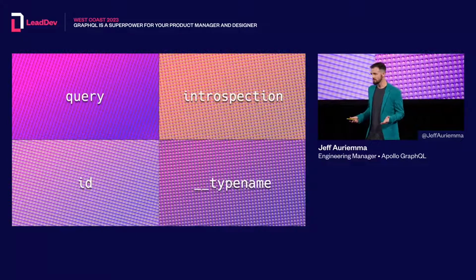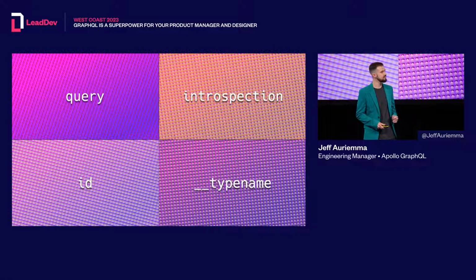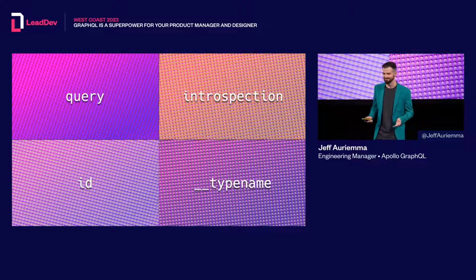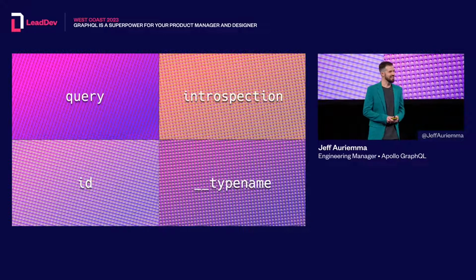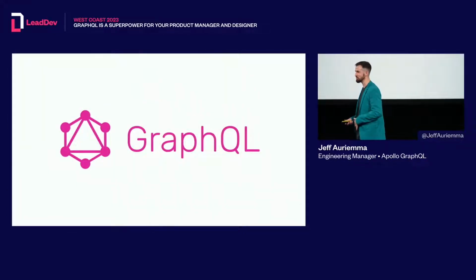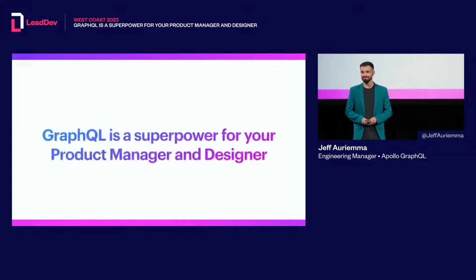So these 4 words, query, introspection, ID, __typename, not a typo. These are the concepts that make GraphQL so super for your whole product team. Consider giving it a fresh look.